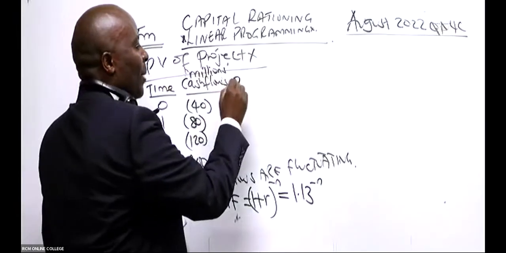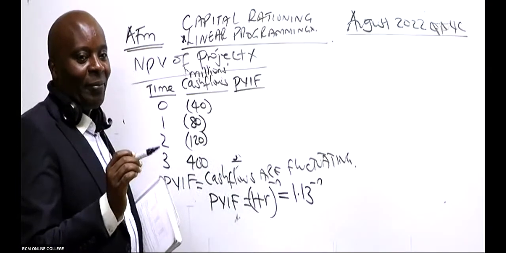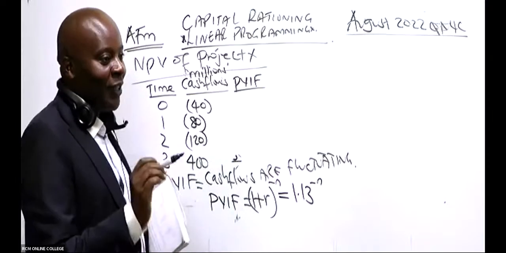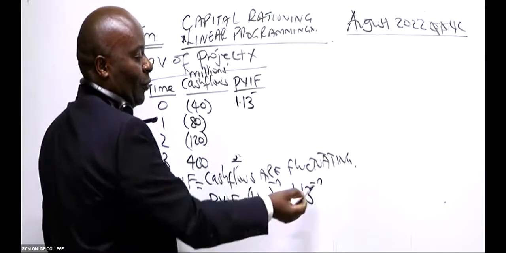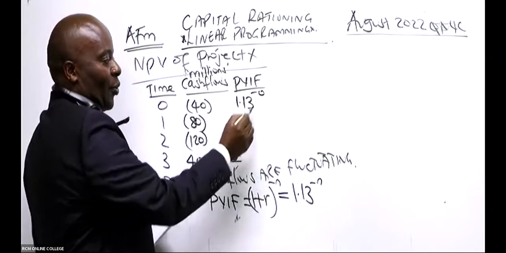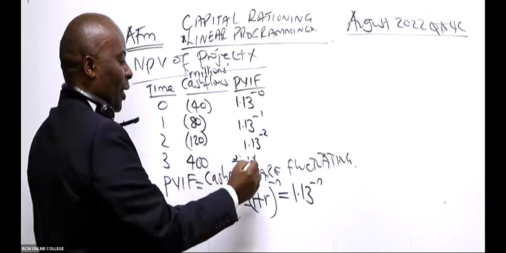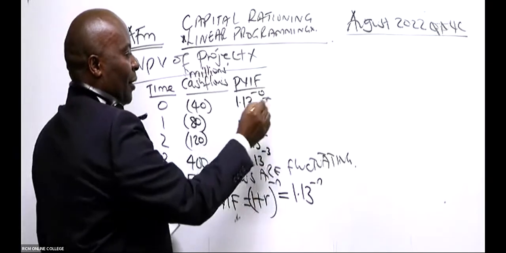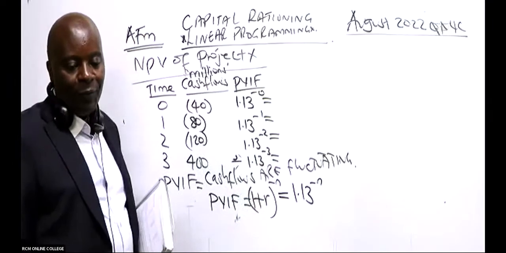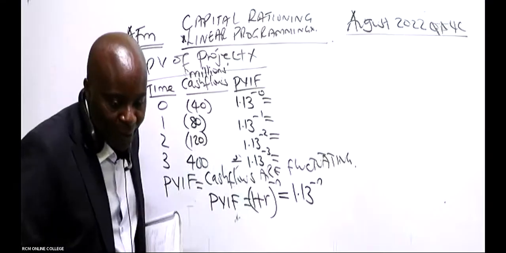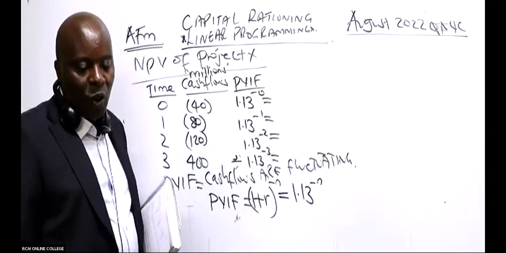In your exam, you'll start using your tables often, but for now I want you to get a firm grounding of these concepts. The first one will be 1.13 raised to negative what? What is our n here? The time period is 0. So you keep on doing that. And remember, how many decimal places are we always talking about in PV? 4. Please go ahead and give me the numbers.